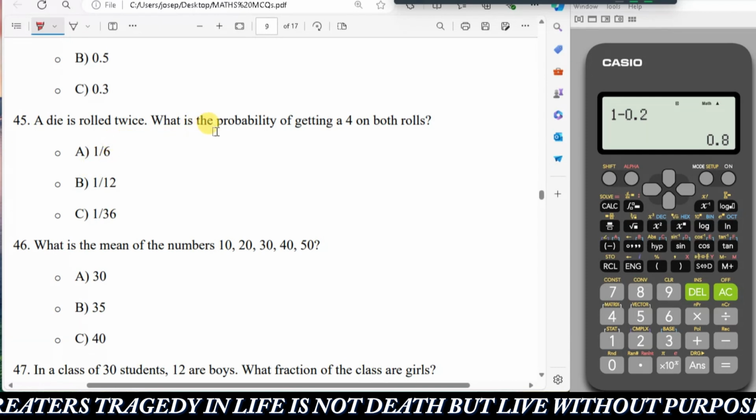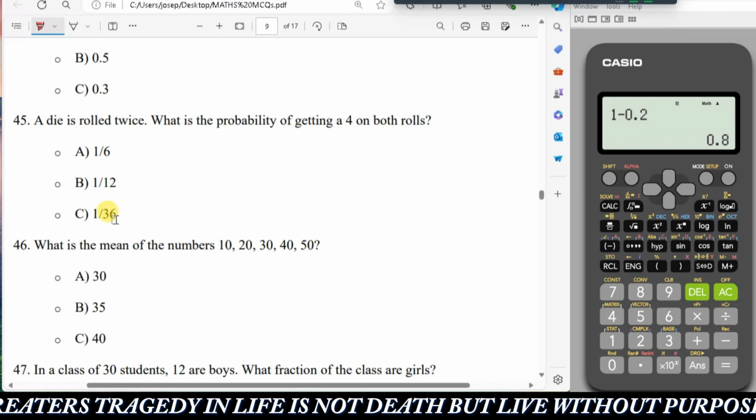Number 45. A die is rolled twice. What is the probability of getting a 4 on both rolls? So you are rolling the die twice. In the first roll, you get 1 over 6. And the second roll too, you get 1 over 6. So you multiply them. If you throw a die once, you must get 1 over 6 because you only have one chance to get 4. And then you are throwing it twice, so you multiply the probabilities.